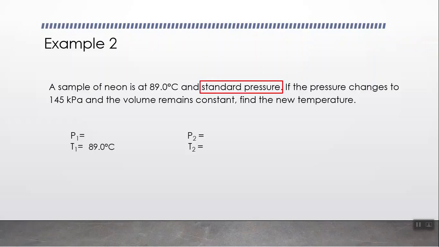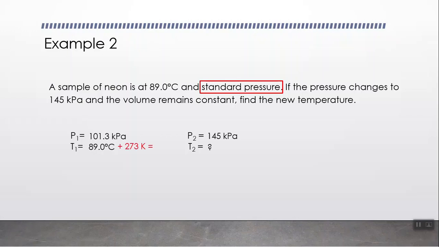So this is from our previous video. But what is standard pressure? If you said 1 atmosphere, 1 atm, you're absolutely right. But what is the pressure unit for this problem? It's not atmospheres, but instead it's kilopascals, right? So the standard pressure for kilopascals, do you remember, is 101.3 kPa. And then pressure 2 is given. And we're trying to figure out the temperature.